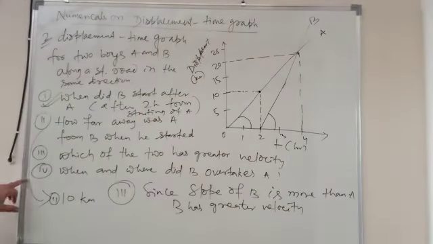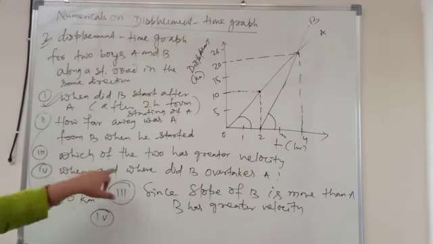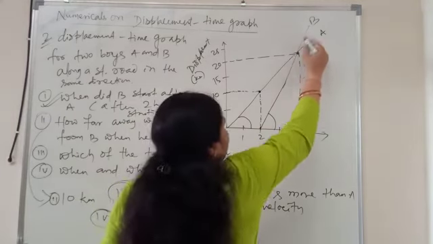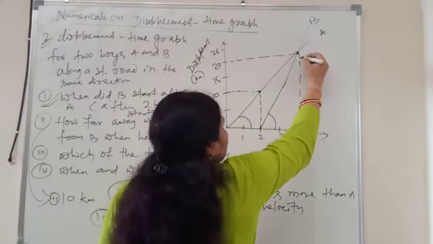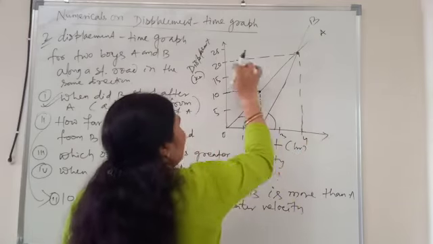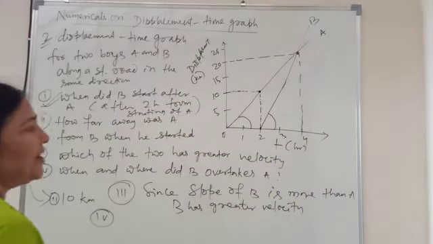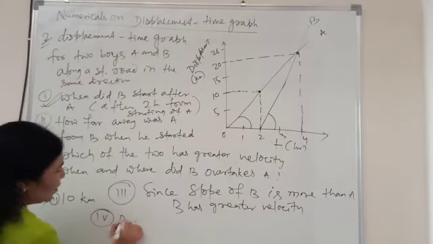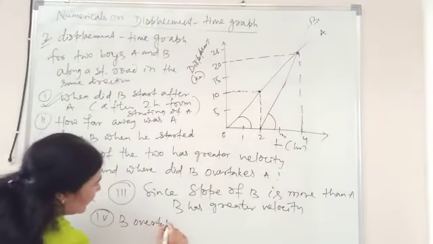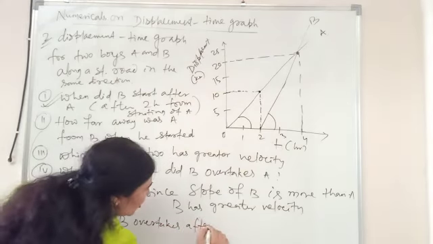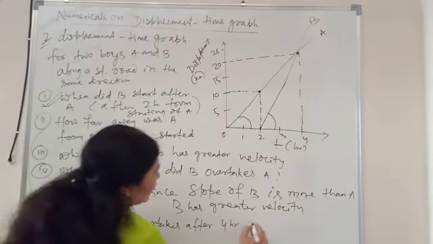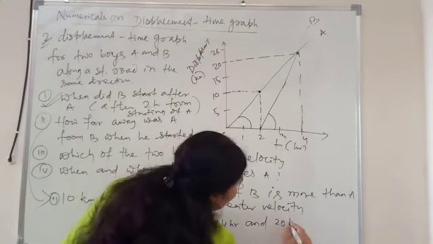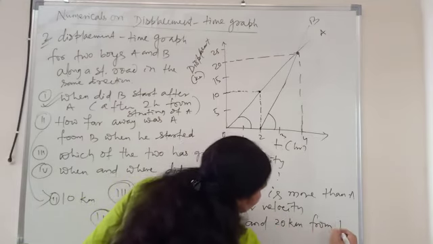Okay, then the fourth part of the question, when and where did B overtake A? So this is the position where B is overtaking A. So what is this position actually? After 4 hours and at a distance of 20 km from the origin. This is the origin. So what I can write here? B overtakes after 4 hours and 20 km from the origin.